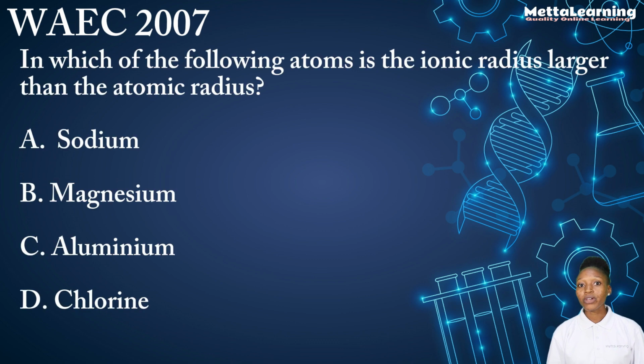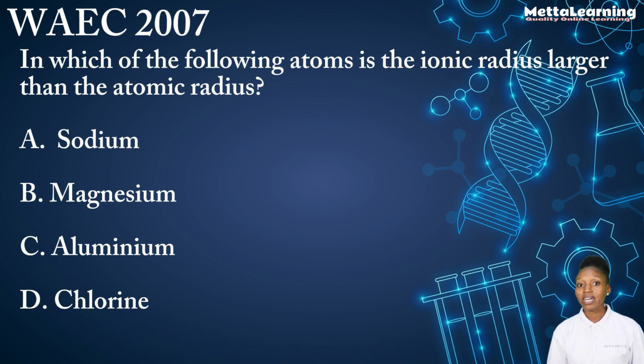In which of the following atoms is the ionic radius larger than the atomic radius? Option A, we have aluminium, option B, we have chlorine, option C, we have magnesium, and option D, we have sodium. The ionic radius refers to the size of an atom's ion. An atom can become an ion by either gaining or losing electrons.